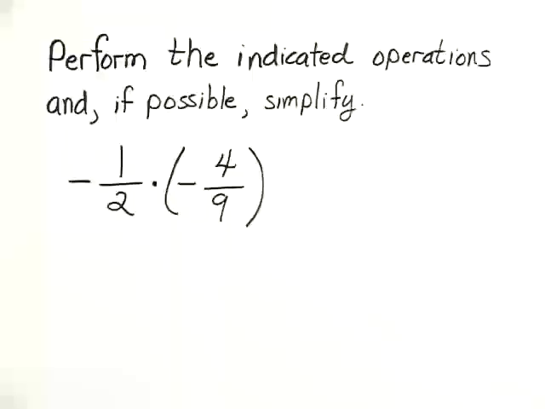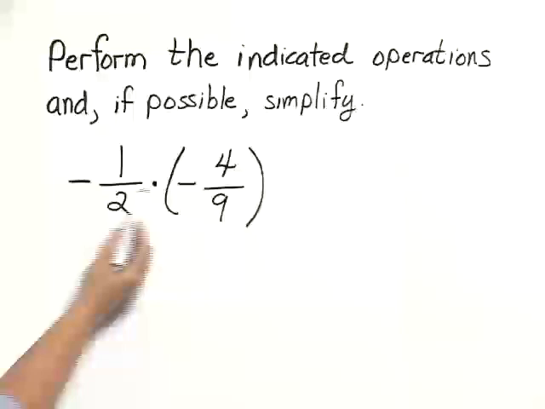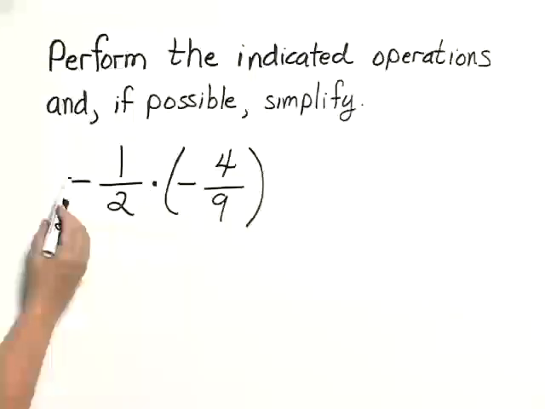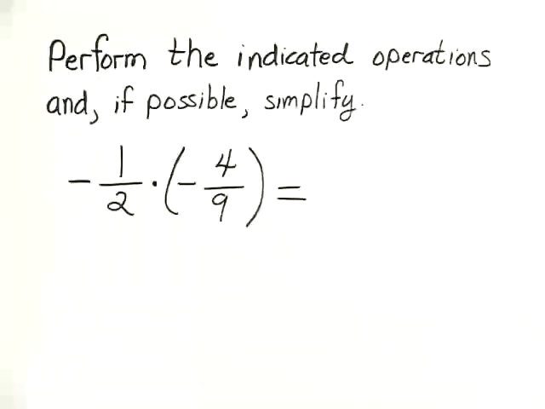Perform the indicated operations and, if possible, simplify. Here we have negative 1/2 times negative 4/9. We're going to be multiplying, and we're going to be multiplying two negative numbers. So the product will be a positive number.